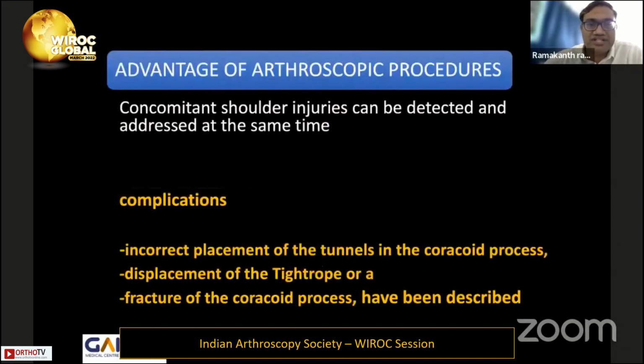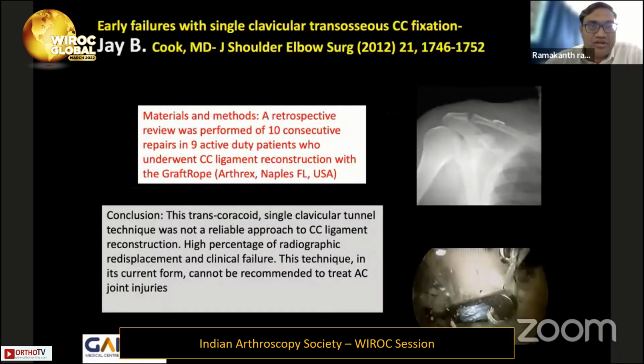So the advantage is that concomitant shoulder injuries also can be addressed, but some of the complications which we can encounter: it is technically demanding. Incorrect placement of tunnels can lead to fracture of the coracoid process, especially in small coracoids and in female patients. The displacement of the tightrope can happen, and then the fracture can happen.